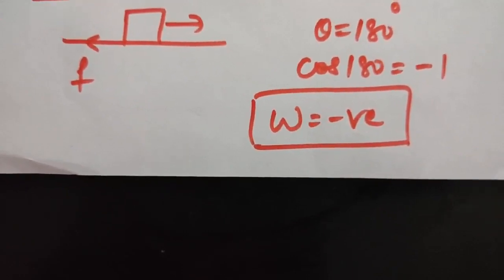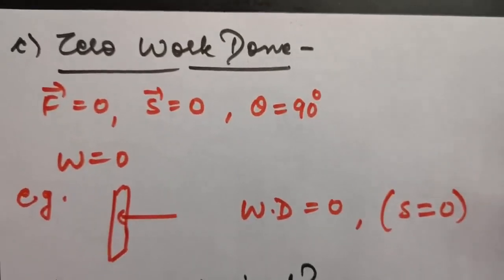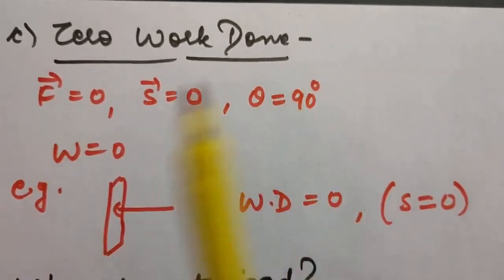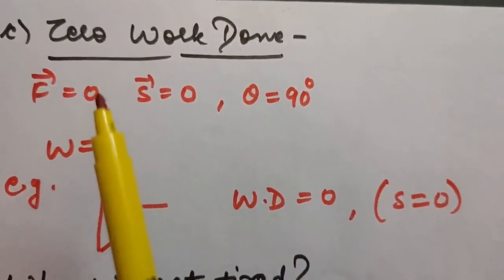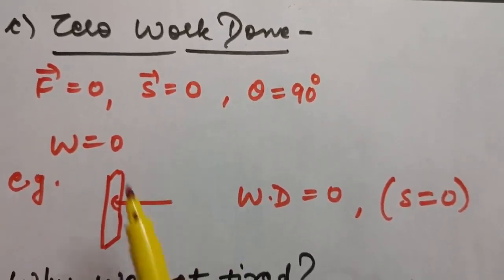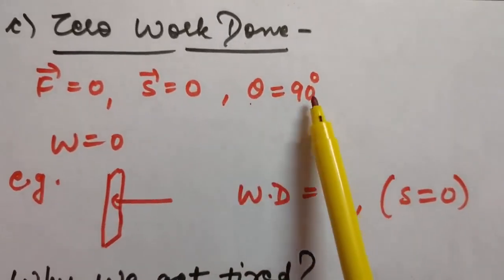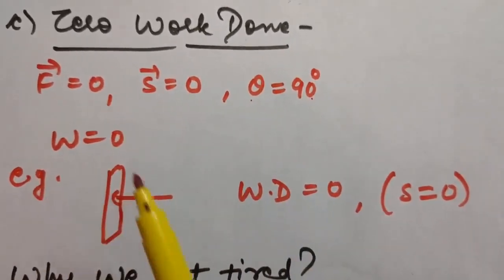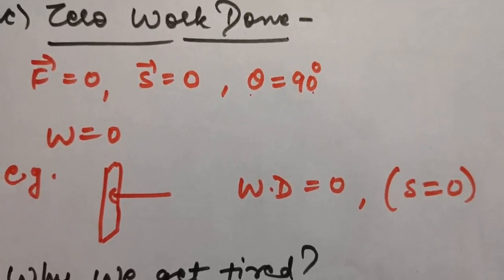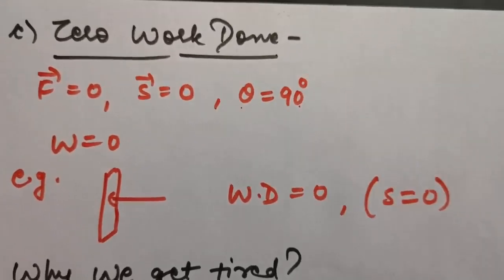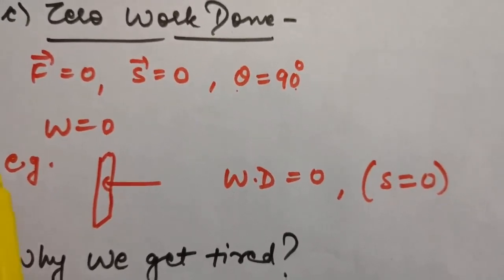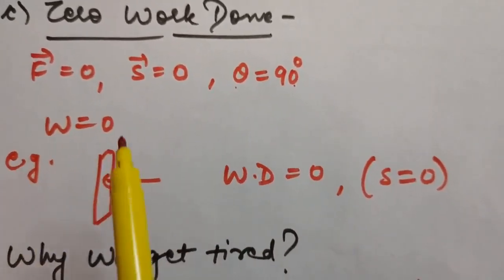And let us see what if angle is 90 degrees. So see, for 0 work done, either F is 0, work done will come to be 0. If displacement is 0, work done will come to be 0. Or if theta is 90 degree, then also work done will come to be 0. As I have told earlier also, if force is applied perpendicularly to the direction of displacement, then work done is also 0. Okay, so in all the three cases, work done will come to be 0.